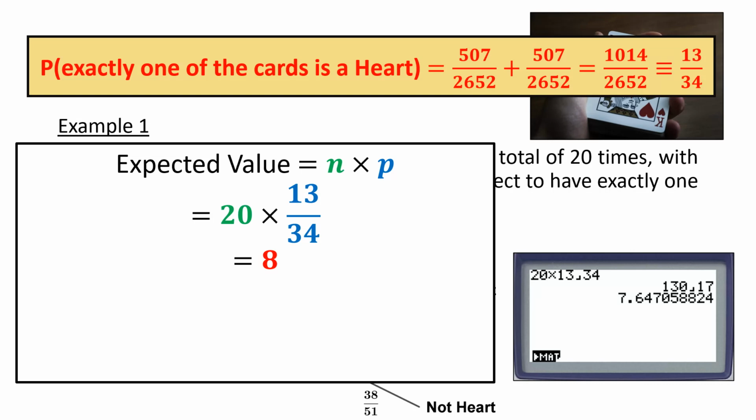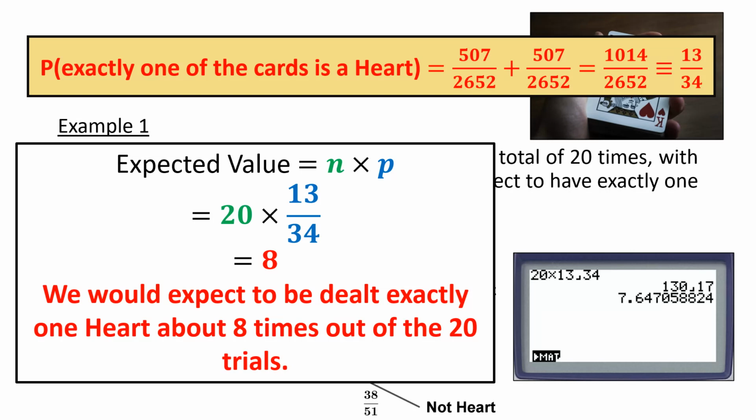Now, we can't get 7.64 times. So we're going to be sensible and round it to 8. And we're going to then say we would expect to be dealt exactly 1 heart about 8 times out of the 20 trials, or 20 times.